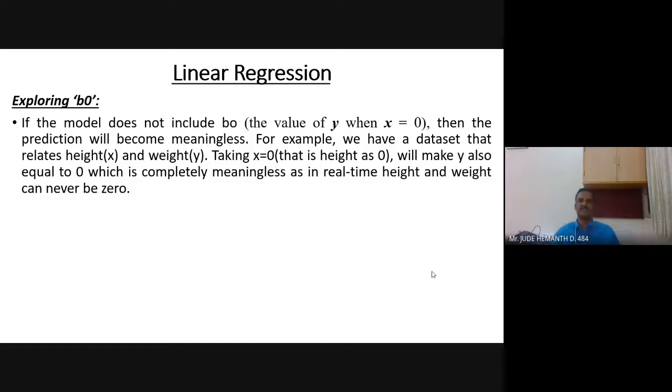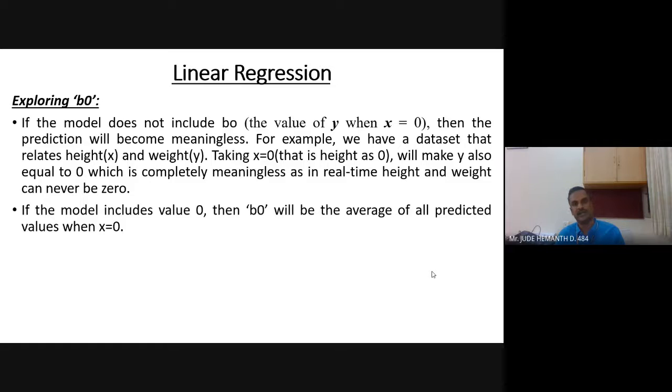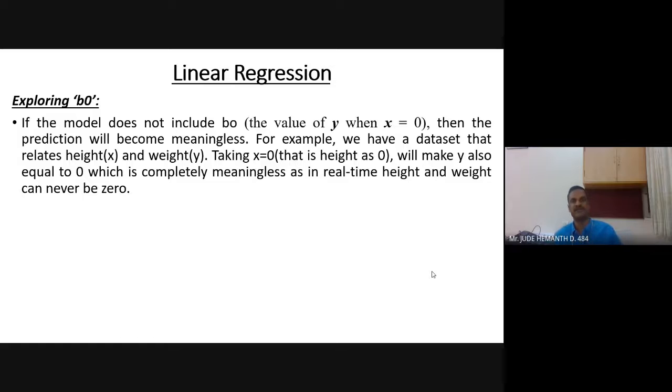This is not applicable for all applications. For some applications, we need that B0. If you have some value for B0, 0 plus something, some kgs or something like that, you will get. That's why B0 is very, very important. Y is equal to mx plus c. That constant is very, very important. So we know that now B0 is very, very important.